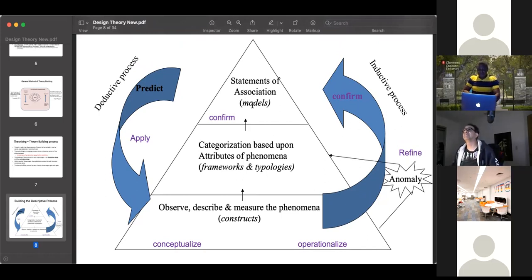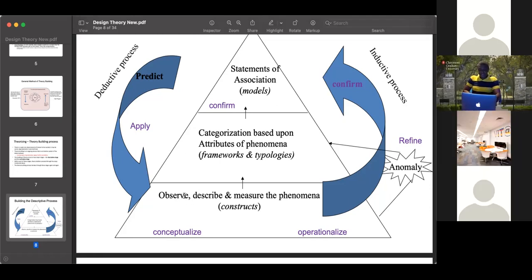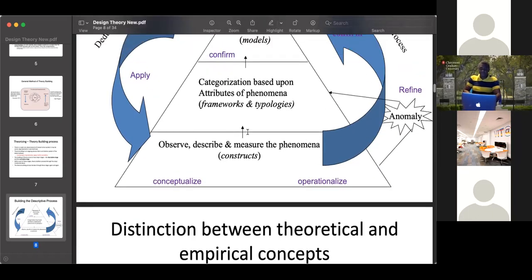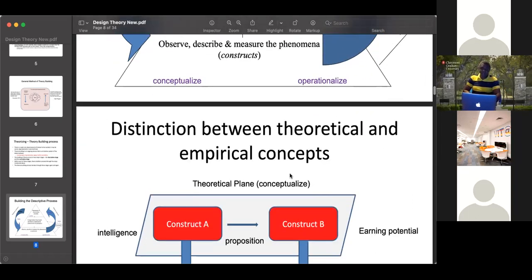So we're almost rounding up. This is the way you build a theory. First of all, you do an observation, collect the data, describe what you have collected, and then measure. That is conceptualization and operationalization. And then you begin to tie every aspect of the phenomenon together, come up with frameworks or typologies, and then you can build models, statements of association. It is through the deductive process and inductive process. When there is an anomaly, you refine again.